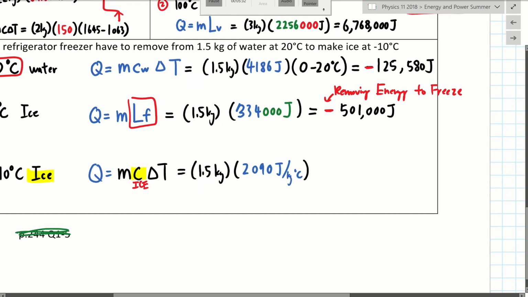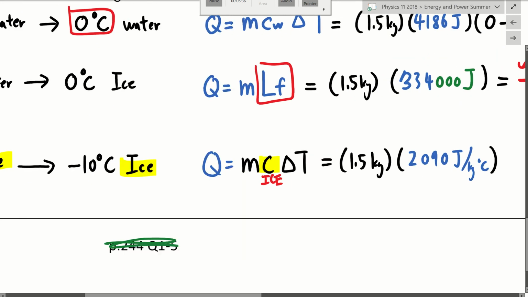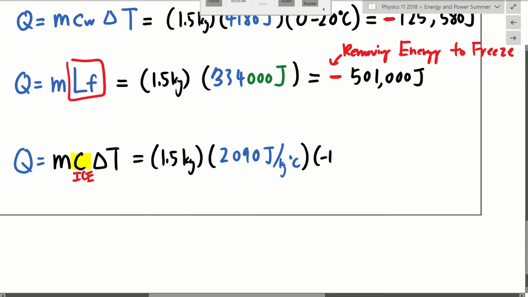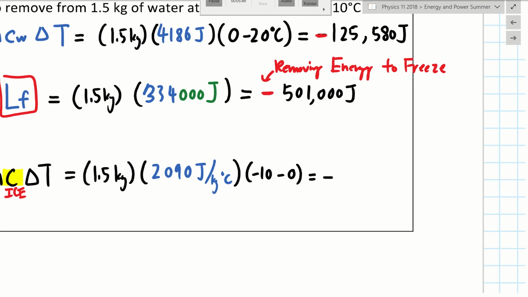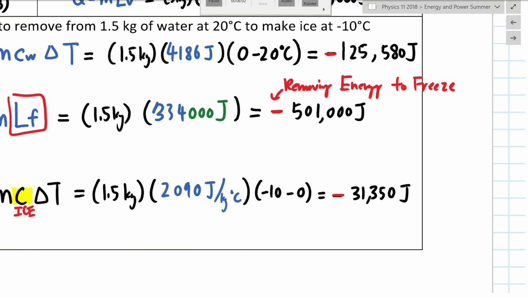And then what's the change in temperature? I am at 0 degrees, I want negative 10. So the change in temperature is final temperature minus initial temperature, which is negative 10, right? It's just negative 10. So this one naturally gives us a negative value, about negative 31,350 joules. Compared to the other two, it's not that much, right? So then we add them all together.